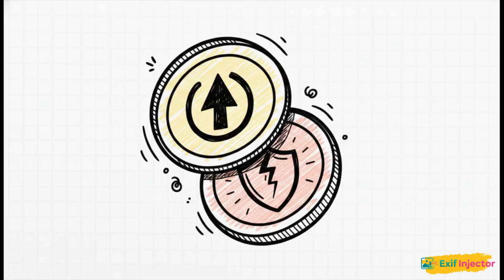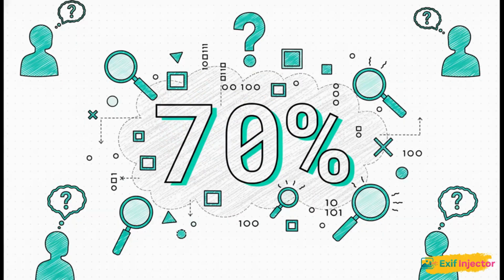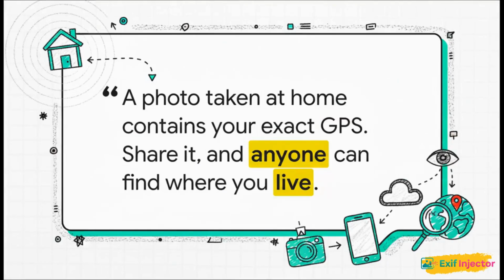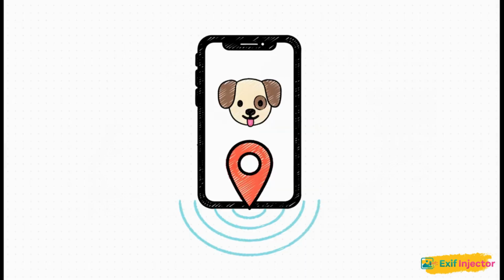But with that power comes some pretty big risks to your privacy. Let's get into it. Get this. A recent study found that most of us have no idea our photos contain GPS data. So what does that mean? A photo from your house could literally tell anyone where you live. So yeah, you think you're just sharing a pet photo? You could actually be sharing your home address.